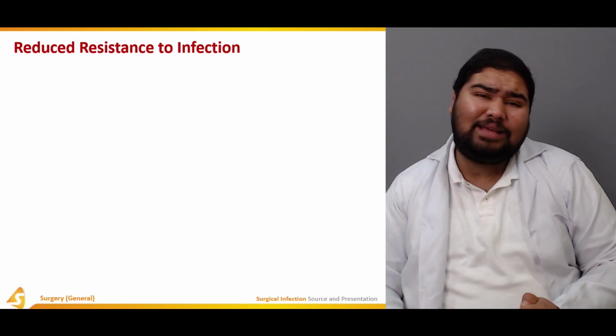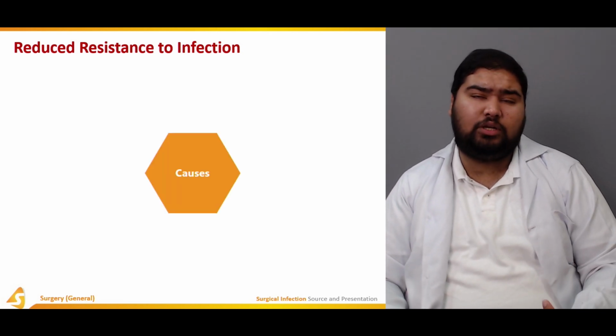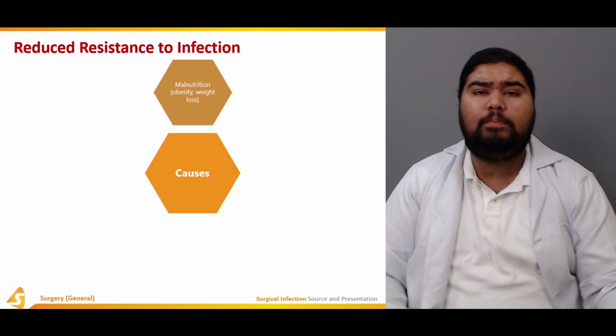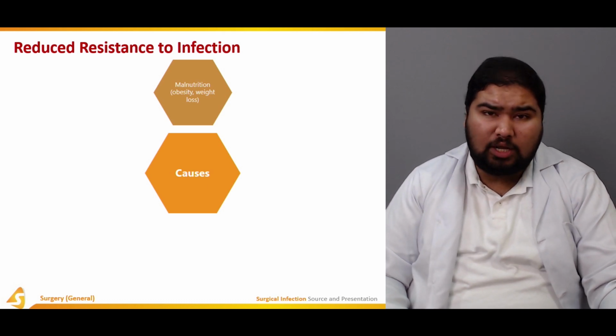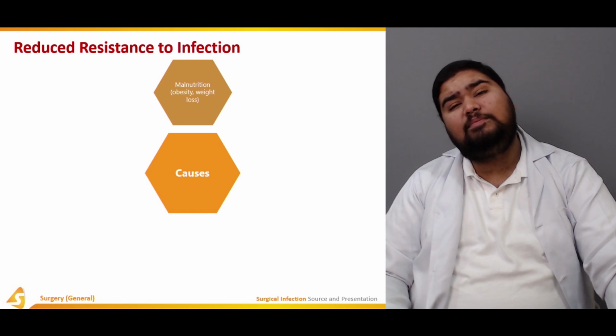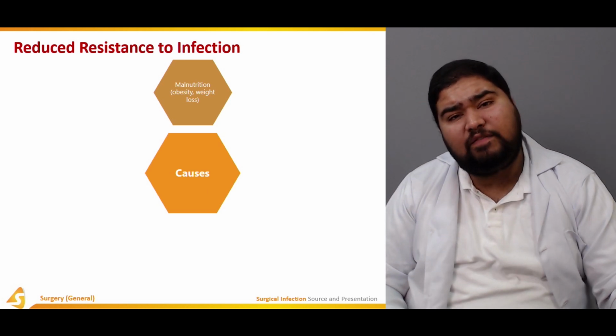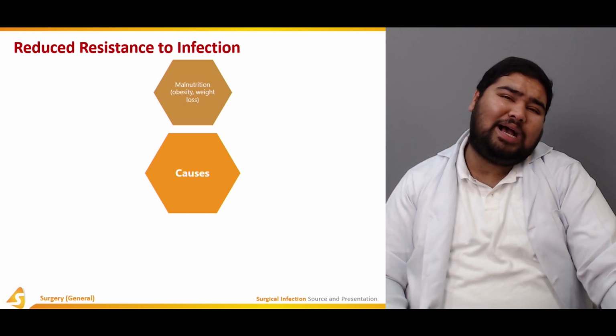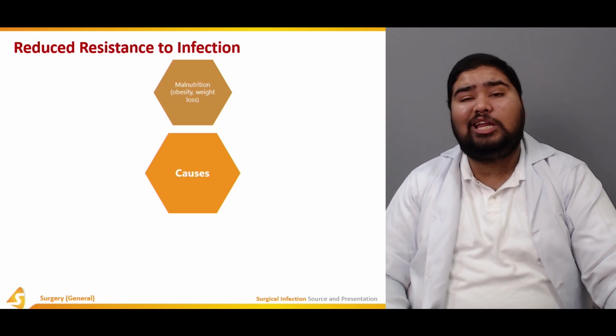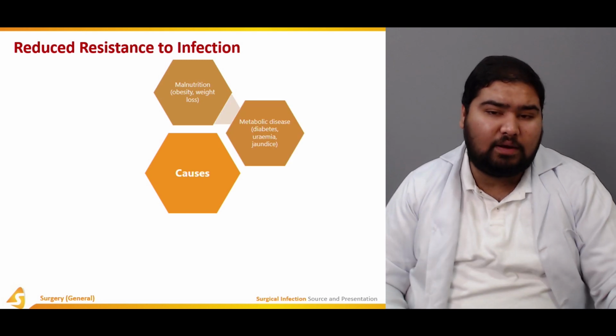Now, why is there reduced resistance to infection? So the causes include malnutrition. Malnutrition can be obesity or weight loss. So if a patient is malnourished, the defenders of the body do not get sufficient food. So they are lazy and lethargic and cannot protect the body against a foreign invasion.